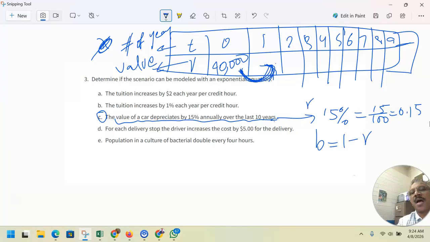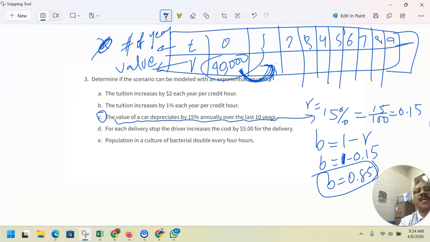So this is that R percent decrease. So B is 1 minus 0.15. Little maths, you take away, you get 0.85. See? So this is that important piece. That means in the beginning, let's see if it was 40,000. So the car in the beginning was 40,000.